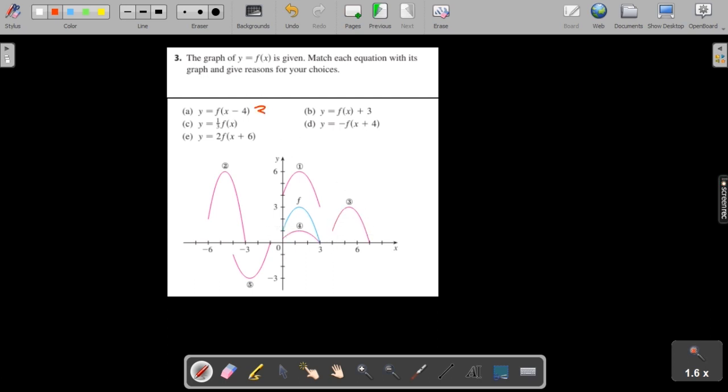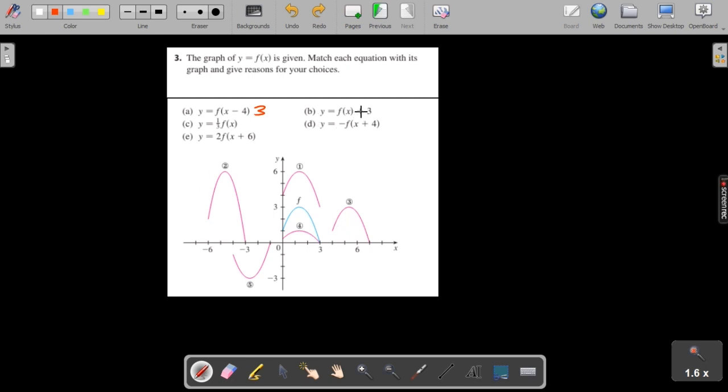So the answer to the first one would be 3, which is this one over here. You can see that it is f shifted 4 units to the right. And that's what you'd use as your reason. You can see that it's shifted 4 units to the right.